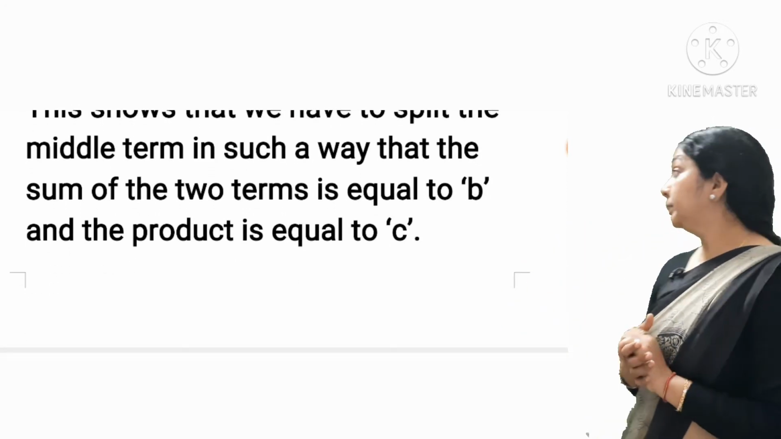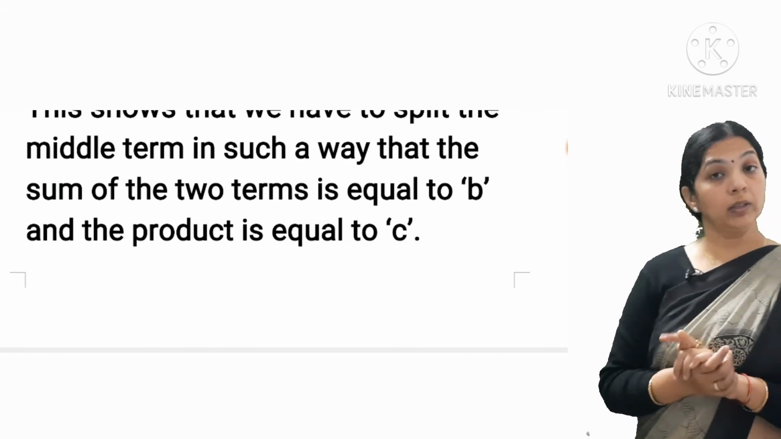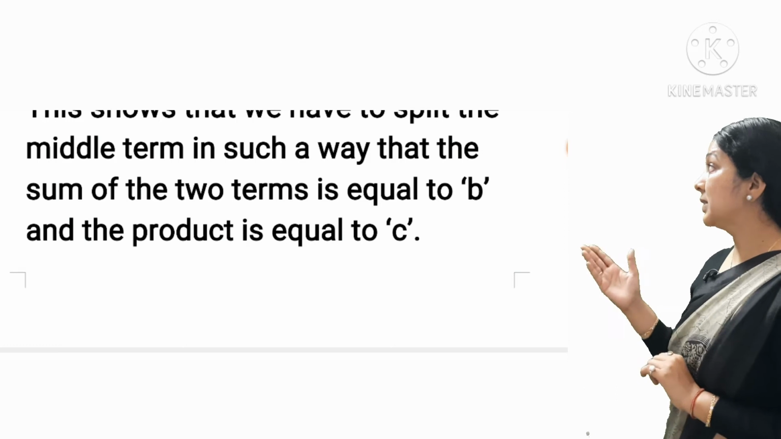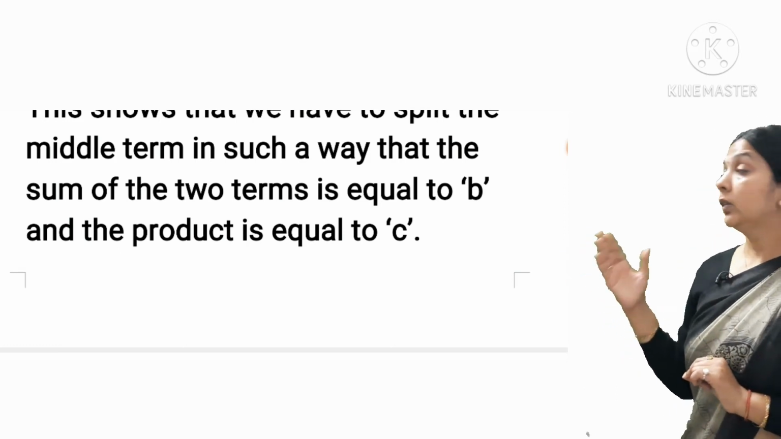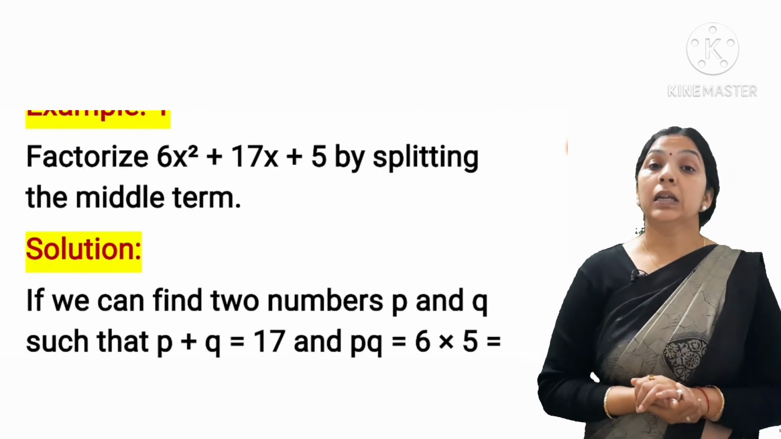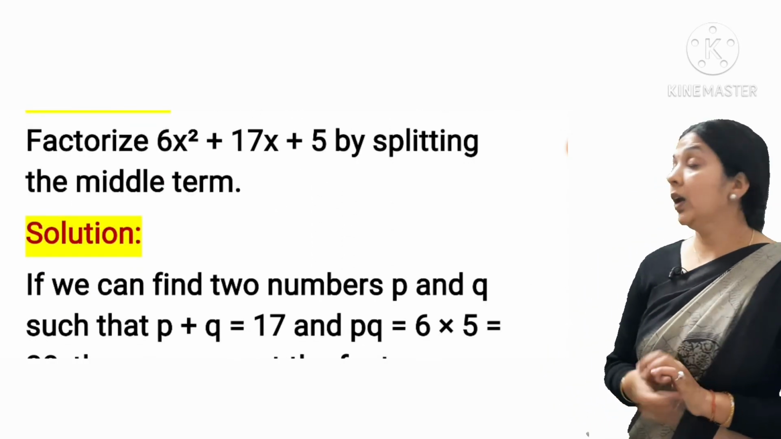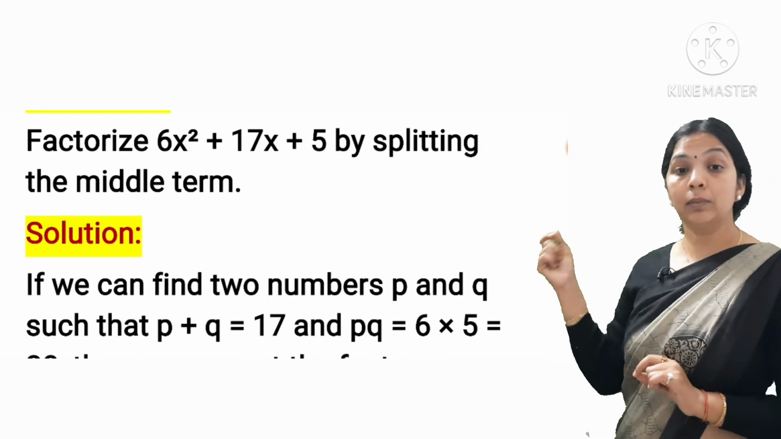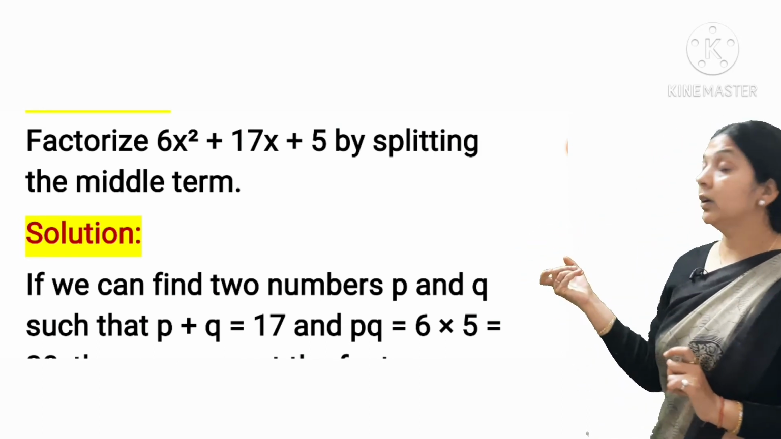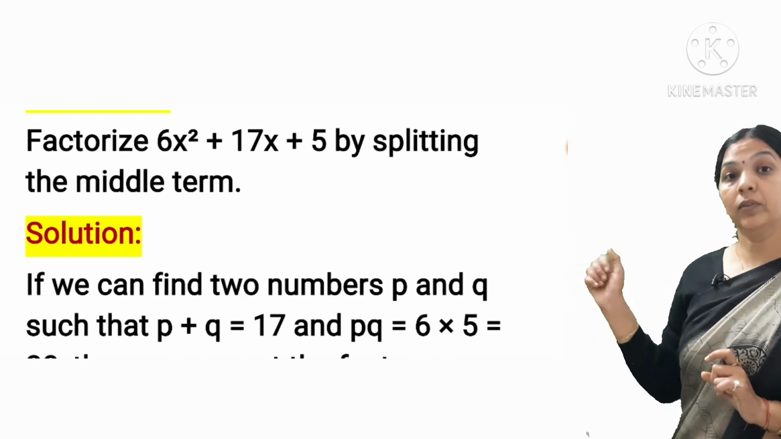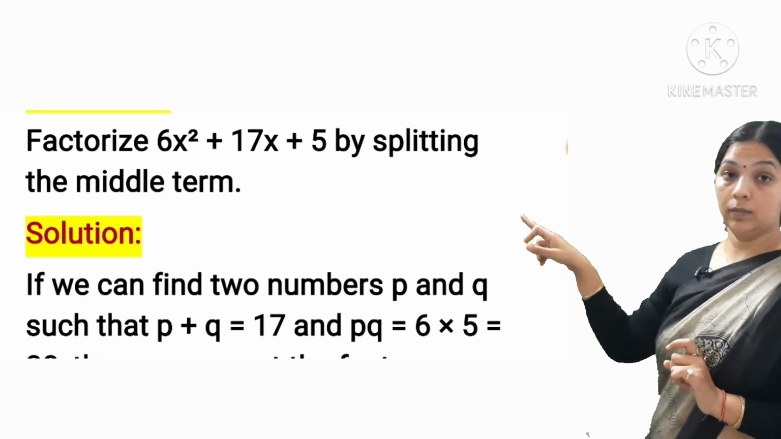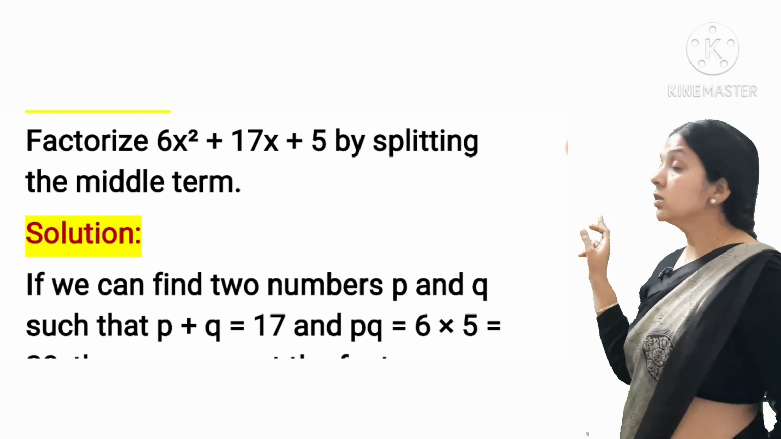Now, it would be more convenient to understand with the help of an example. Let's consider this example, 6x square plus 17x plus 5. We have to do this question by splitting the middle term. We have to split the middle term, 17, in such a way that when we add the parts again, it becomes 17, and when we multiply them, it becomes the product of the first term, 6, and the last term, 5.